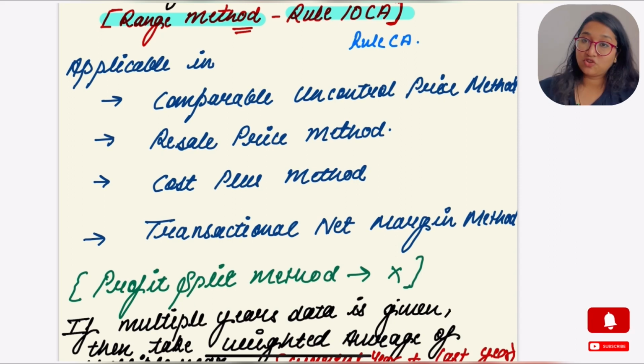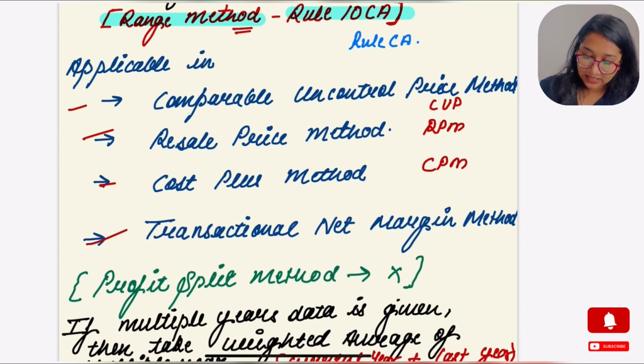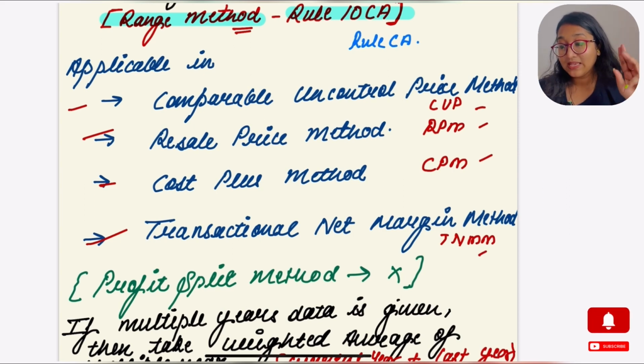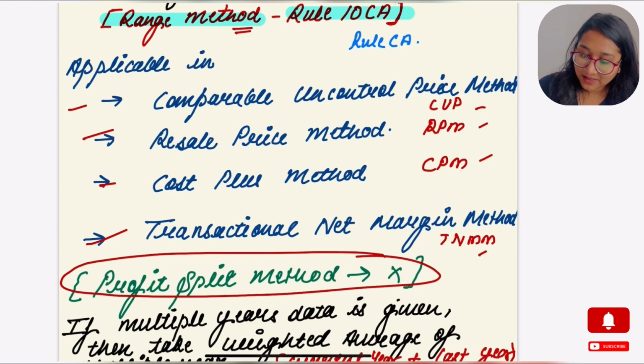The range concept is applicable to the comparable uncontrolled price method, which is CUP, the resale price method, which is RPM, the cost plus method, which is CPM, and lastly the transactional net margin method, which is TNMM. So the range method is going to apply in case of CUP, RPM, CPM, TNMM. Again, CUP, RPM, CPM, TNMM. Which method is not applicable in this case? The profit split method. The one remaining method was the profit split method.